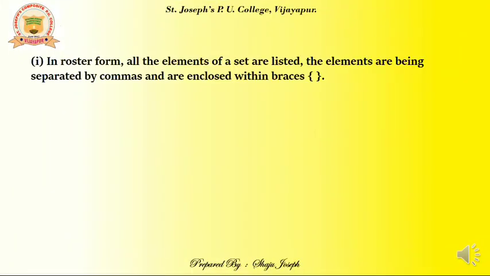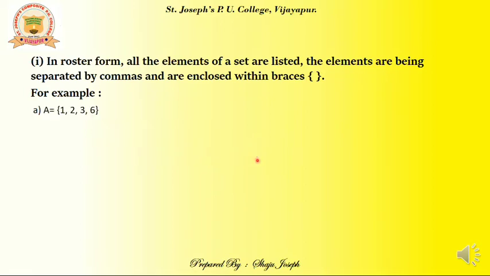The first method, which is roster form. Here the elements of a set are listed, separated by commas, and enclosed within braces or flower brackets. Example: here we see the capital A, which is the name of a set, and the elements which it contains are written in flower brackets, that is 1, 2, 3, 6.